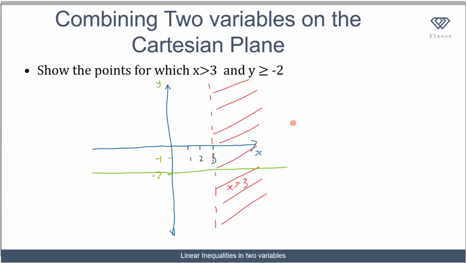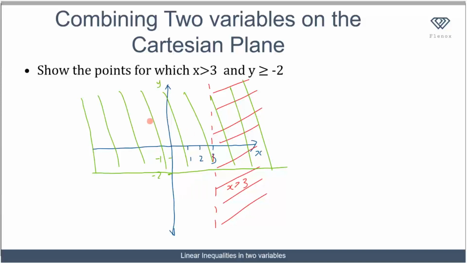So I draw it like this, and I'm told that the value of y is greater than or equal to -2. So I shade the region that lies above that point. When I shade it, this region above represents y being greater than or equal to -2.